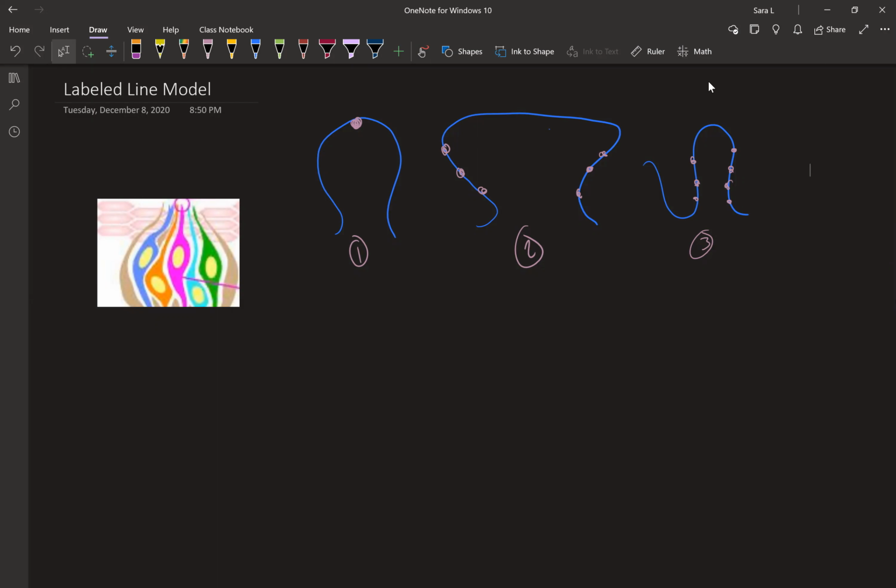We're going to be talking about the labeled line model today, and this is really important for understanding taste and why we don't get all of these tastes confused. If you remember when we first started talking about taste, we talked about the three different types of papillae. So we have the fungiform, the circumvallate, and then the foliate.